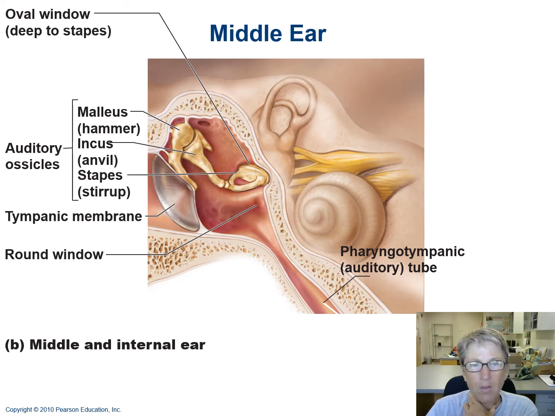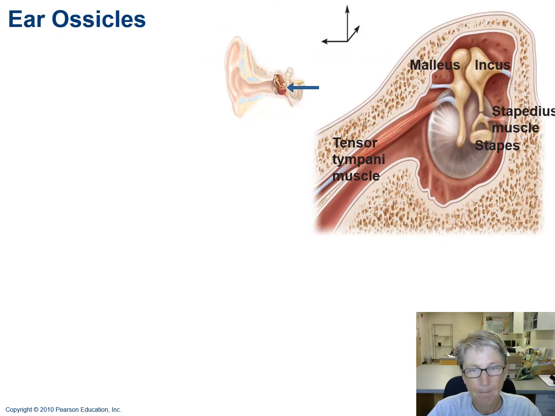So in this cartoon, it tells you that the oval window is deep to the stapes, or the stirrup, and that's what I showed you. So there's an oval window here connected to the stapes, and then there's another window called the round window. So that's another membrane that we'll talk about later, but the oval window and the round window are going to move back and forth in response to waves in the fluid in the inner ear.